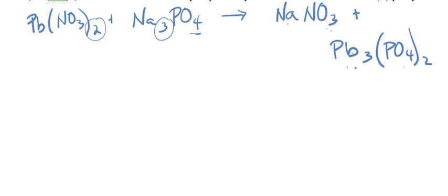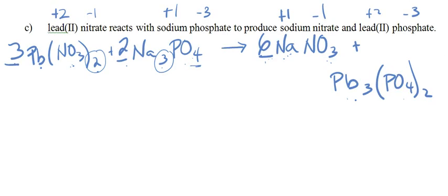So there's 3 leads here. There's 1 lead here. To balance that out, put a 3 there. Alright, so we have 3 leads on both sides. So my leads are good to go. How many nitrates do I now have? I have 2 here times 3, which is 6. So I'm going to put a 6 here. Okay, so my lead and my nitrates are now balanced. How many sodium do I now have? I have 6. How many do I have over here? I have 3. So I need 2. And then balance the phosphate. I have 2 phosphates. I already had 2. I'm balanced.